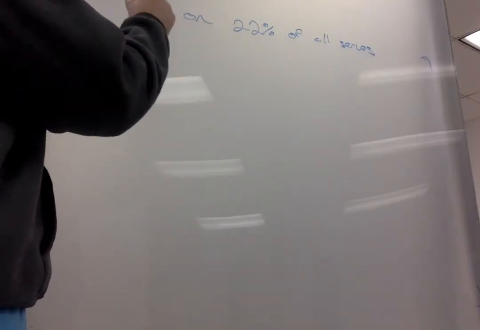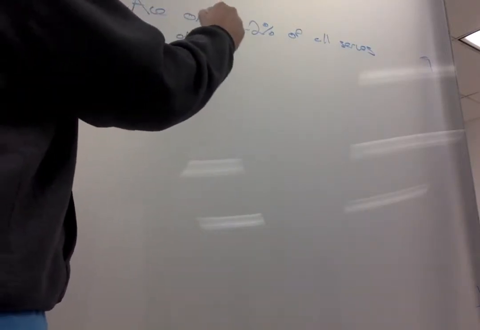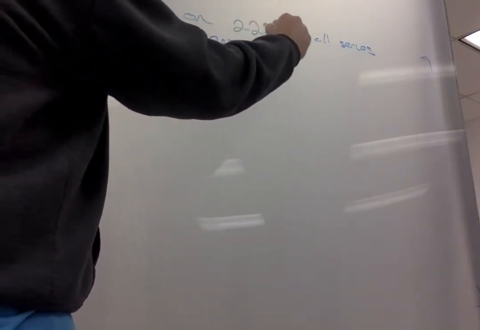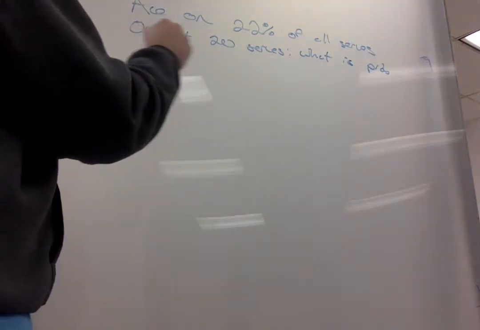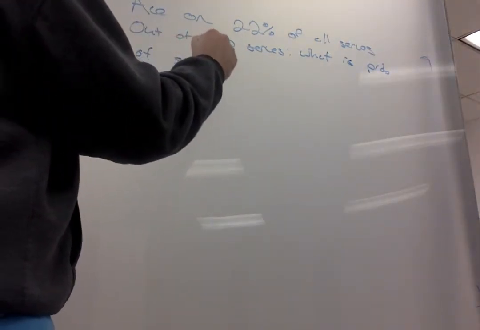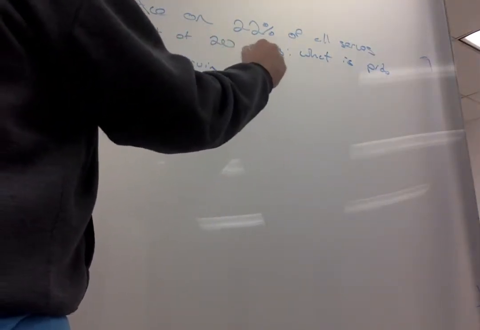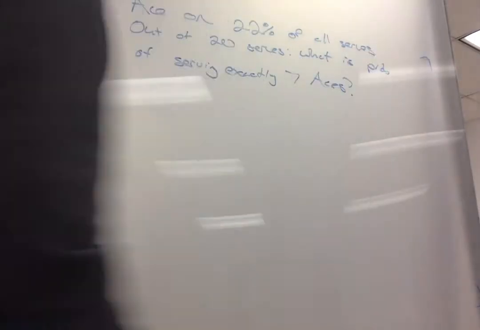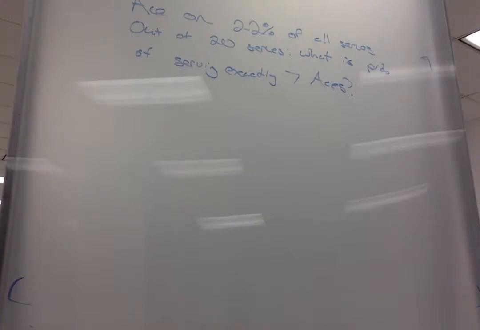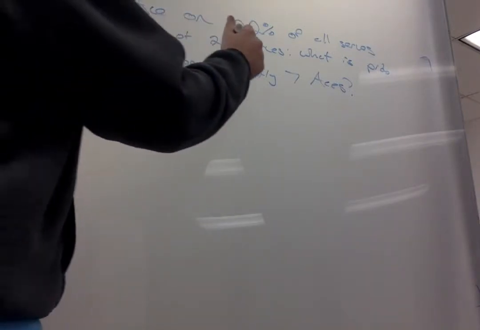You want to know out of 20 serves, what is the probability of serving exactly 7 aces? Now one, we know this is a discrete number. There's a discrete variable being described. Why? Because the variable in question is serves.